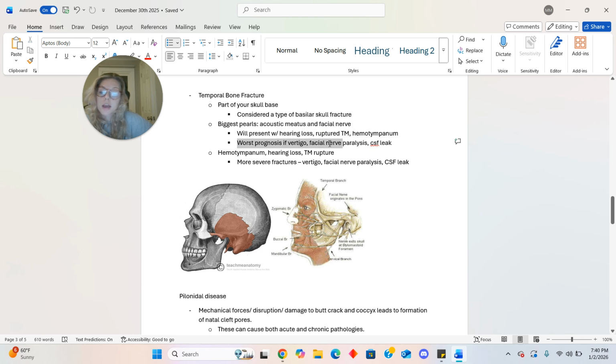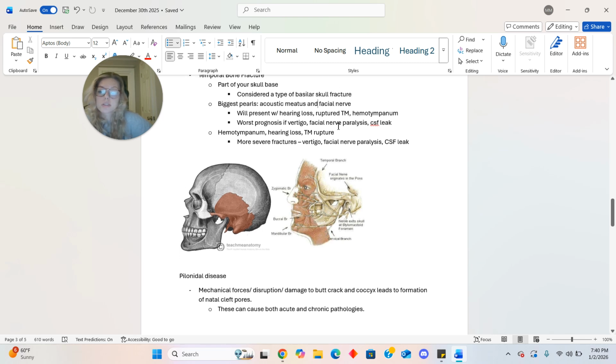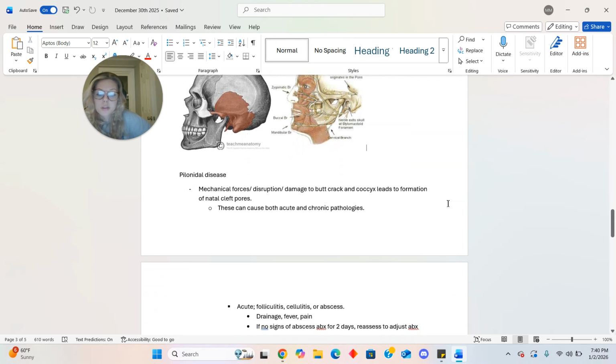There's worse prognosis if they have vertigo, facial nerve paralysis, or a CSF leak because that's just more internal, just not good. Also, facial nerve paralysis is just not fun. Sometimes it could just be due to compression, stuff like that. But the biggest thing is hemotympanum, hearing loss, TM rupture. I did this twice, so that's cool.